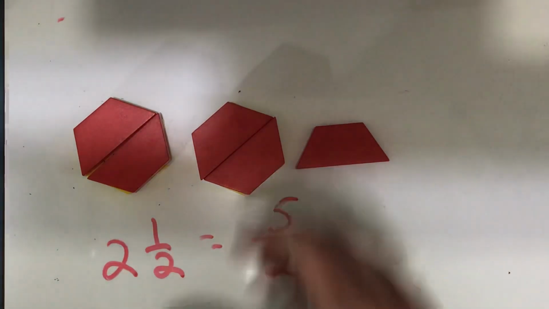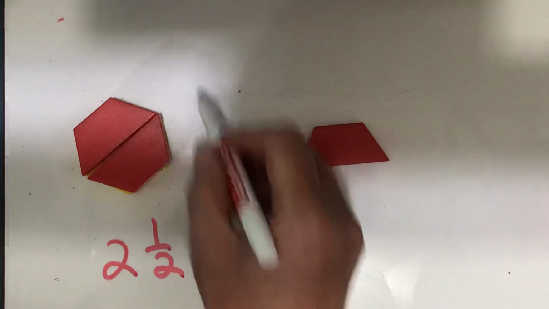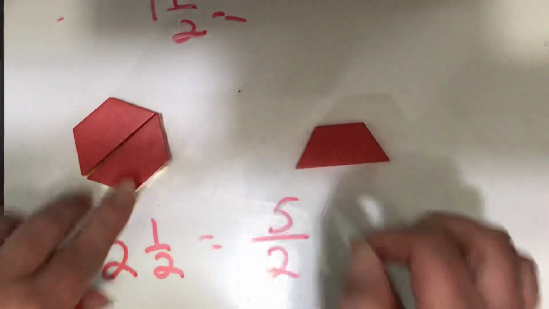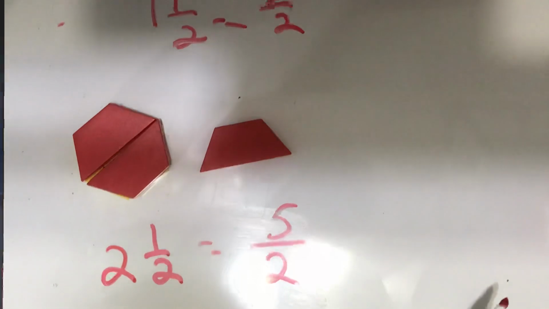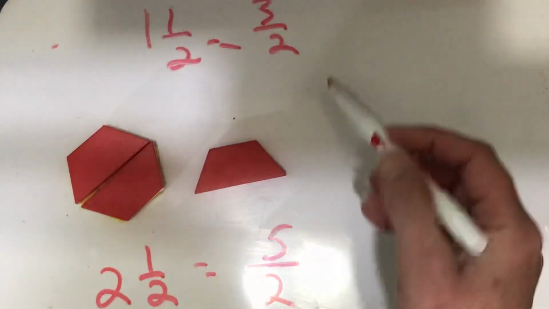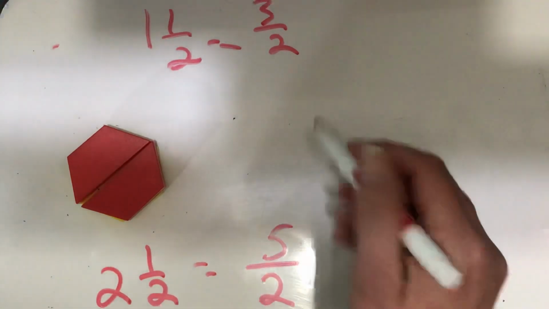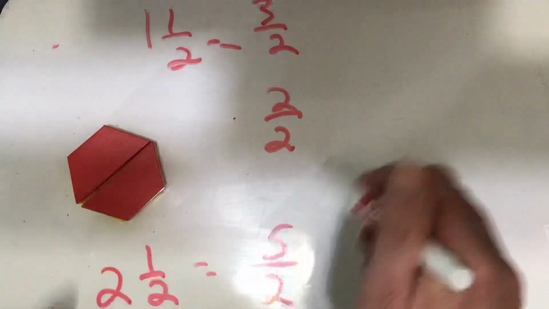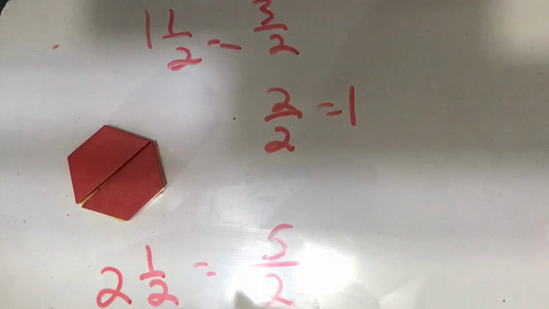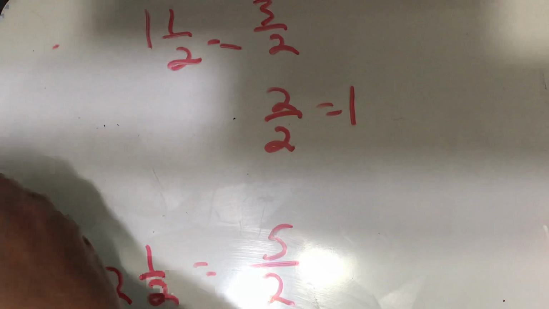Okay, or if I just have 1 1/2, 1 1/2 equals 3 halves. Okay, those are what we call improper fractions, where the numerator is larger than the denominator. Here I have 2 halves. 2 halves is also an improper fraction. We know that 2 halves equals 1. Okay, so improper fractions have a larger numerator than the denominator, or a numerator that's the same as the denominator.